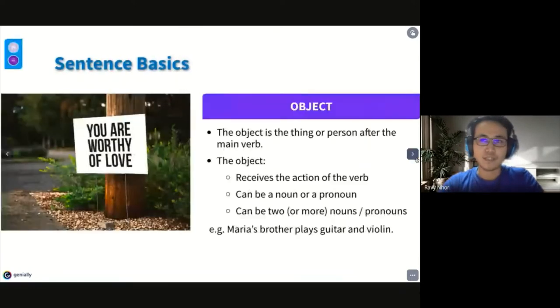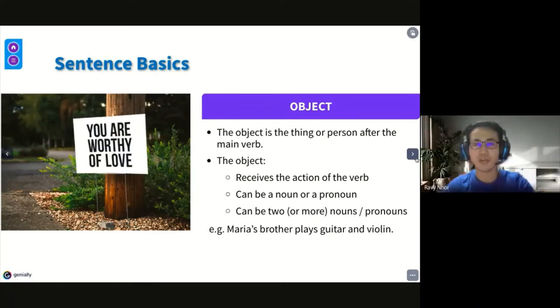Okay, another one, we talk about objects, okay? The object is the things or person after the main verb. So after the verb is the object. After the verb in the sentence, it is the object. The object receives the action of the verb.